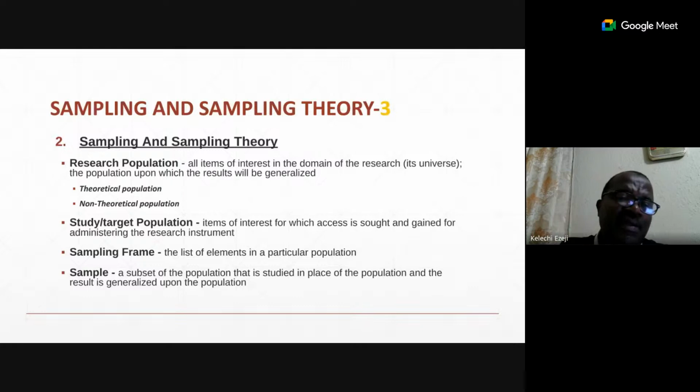It could also be that the geography is inhospitable. It's just located in a difficult region where we have to go through water or go through one difficulty or the other. But it is theoretically within the universe, because that is the domain we have described. That is the area of study we have described. But it is not practical, it's theoretical. So the non-theoretical population in this case is the research populations that can be reached, so can be studied. We can count them, we can get to them.